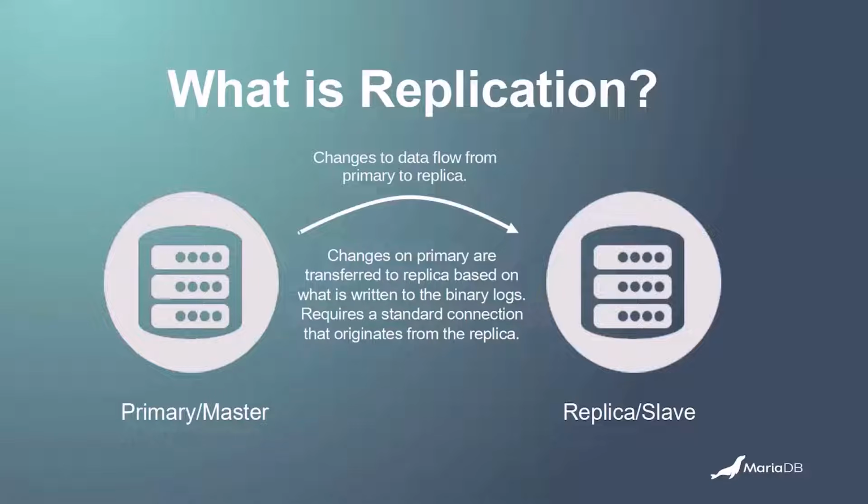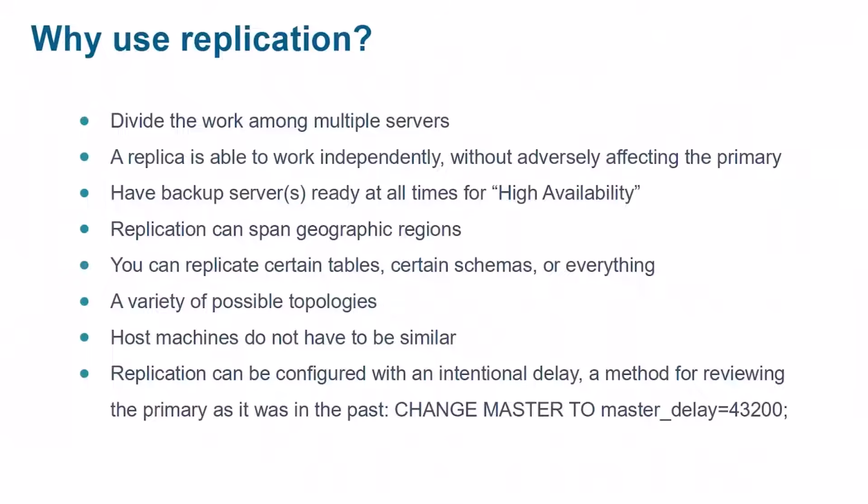To achieve replication, a connection is established from the replica to the primary. Replication can be used to achieve the following. Divide the work among multiple servers. You can use a replica to work independently without adversely affecting the primary. You can use a replica as a backup server, ready at all times for high availability. Replication can be maintained across geographic regions. You can replicate certain tables, certain schemas, or everything.